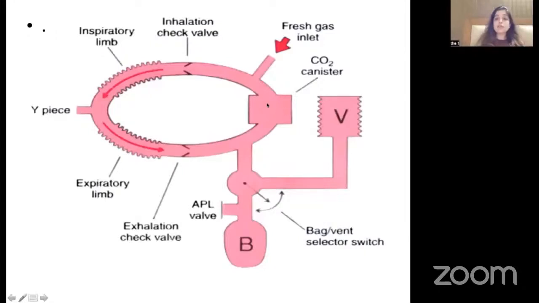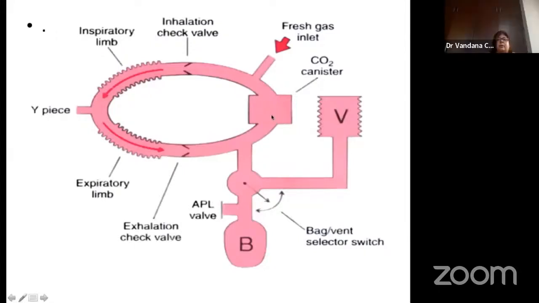These expired gases flow through the CO2 canister where there is CO2 absorbent and the CO2 is absorbed. So again, the gases flow into the inspiratory limb and these combine with the fresh gas flow and these gases are again inhaled by the patient. There is a bag or ventilator select switch here by which you can either switch on to the manual ventilation where you can use the APL valve or you can switch on to the ventilator.